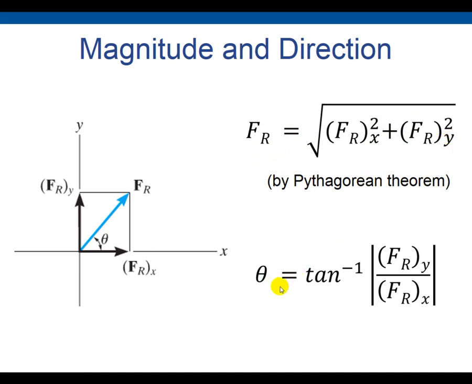At the same time, theta can be calculated by arctangent. Theta is equal to arctangent of FRy over FRx.